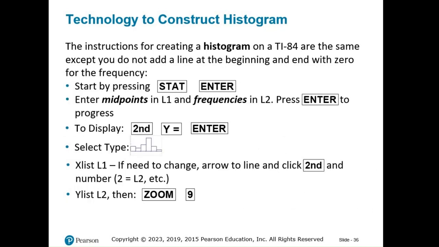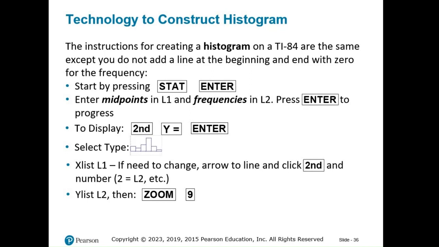Okay, now you display it by pressing the second button and the Y button and press Enter. Then arrow over to and select, by pressing Enter, the little picture of a histogram. You'll see the bars touching. Then, as before, if you need to change X list or Y list for your calculator to recognize you want to use L1 for data and L2 for frequency, you may have to arrow over or press the second key in either 1 or 2, list 1 or list 2, depending on your calculator.